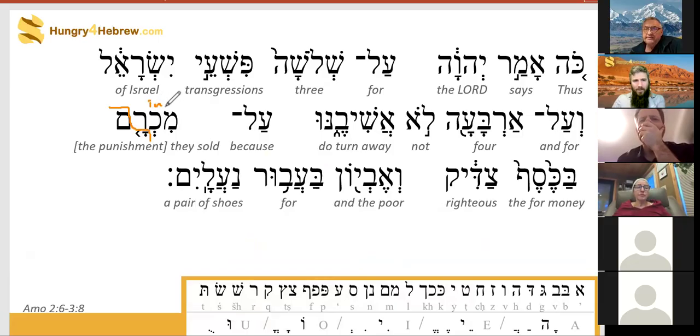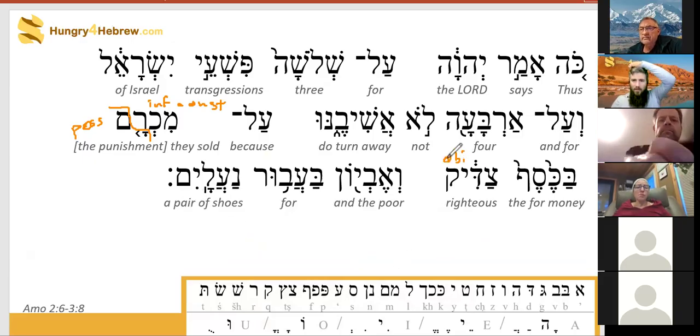Okay, so we determine this is the infinitive construct and that this is the possessive suffix saying they own the action of selling. And this over here is the object. And how was it done? Here's the, I guess, instrument. I forget the word for it. Instrument by which it was done.